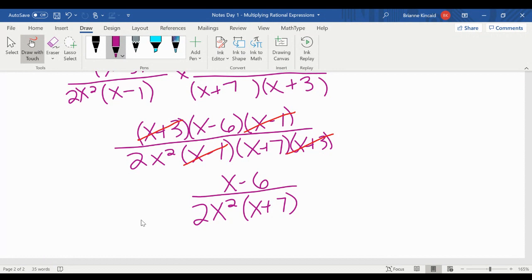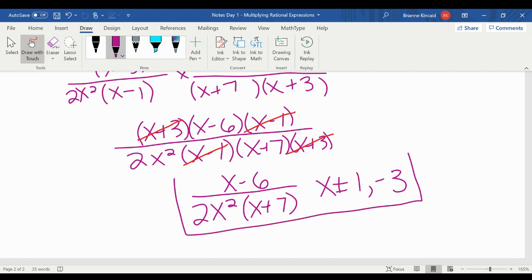That's my simplified form. And then we list our excluded values. So x cannot equal, no longer see x minus 1, so that's positive 1. And I no longer see x plus 3, so that's negative 3. Final answer.